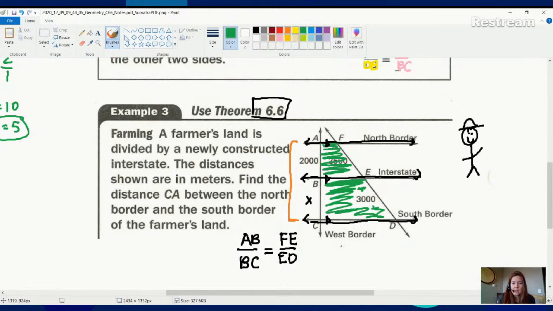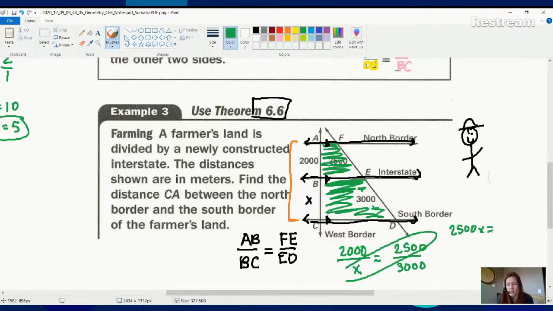From A to B is 2,000 meters. We're in meters, so the farmer must be in Canada. B to C is what we're trying to figure out. On my eastern border, I kind of covered it up, but from F to E is 2,500 meters, and from E to D is 3,000 meters. So voila, now I have a proportion that I can solve. I cross multiply and I get some really big numbers.